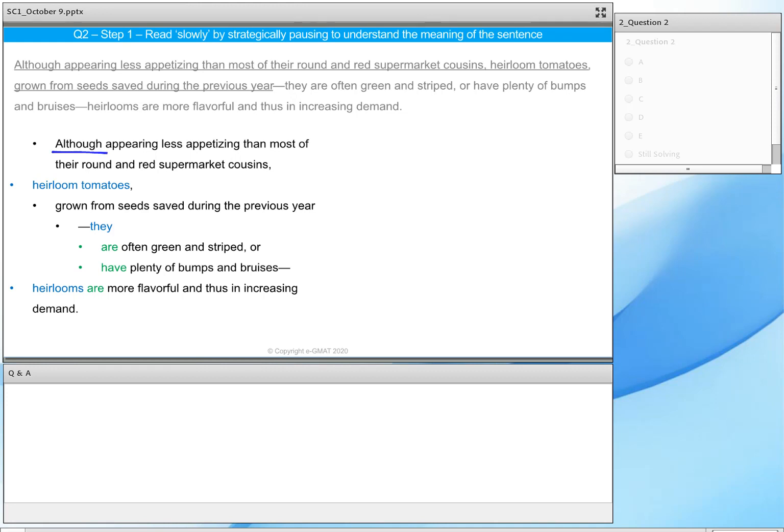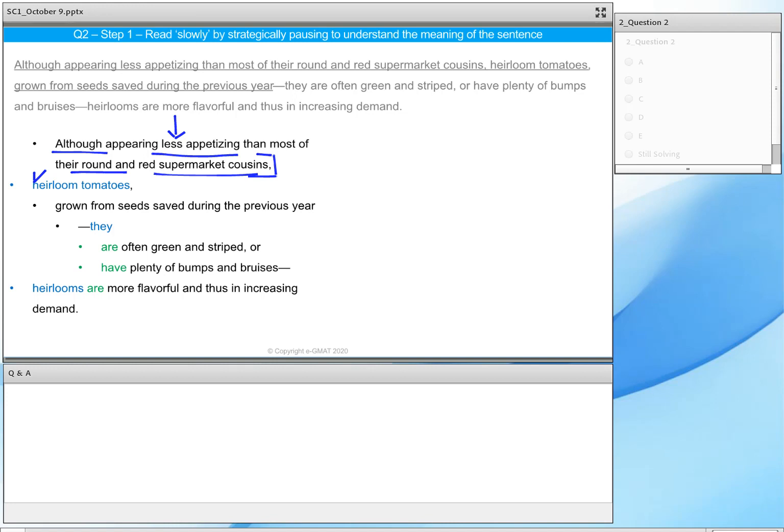Although, the very first word that I read here is a contrast word. So the sentence is going to present a contrast. That's my expectation. Appearing less appetizing than most of their round and red supermarket cousins. So I also have a comparison going on. There is something that is less appetizing or less delicious, compared to most of their round and red supermarket cousins. So what are we talking about here? We are talking here about heirloom tomatoes. So heirloom tomatoes are less attractive than their round and red supermarket cousins.